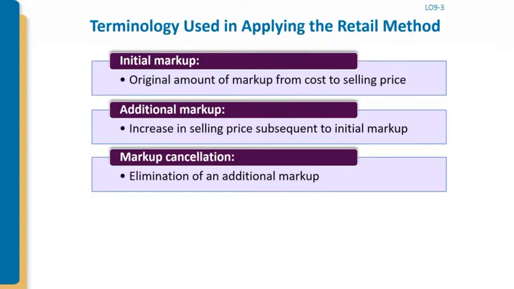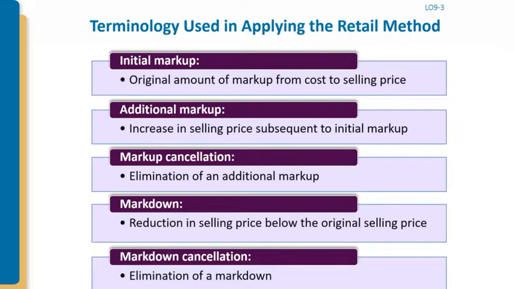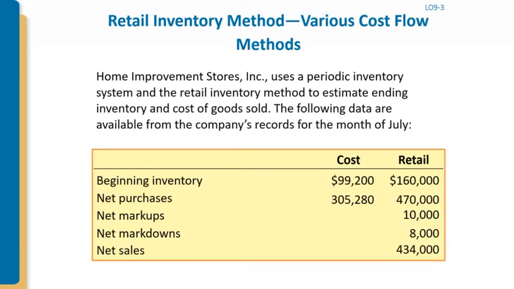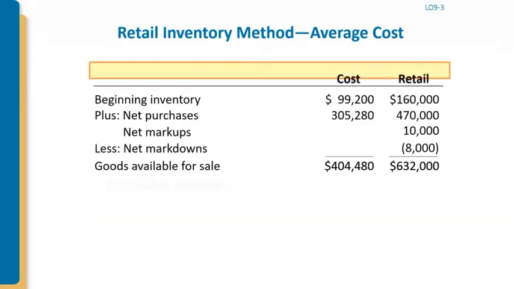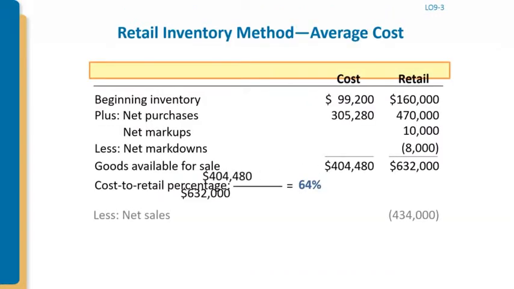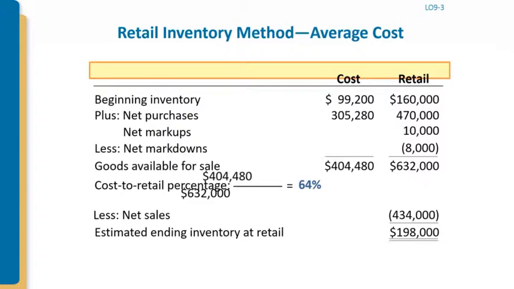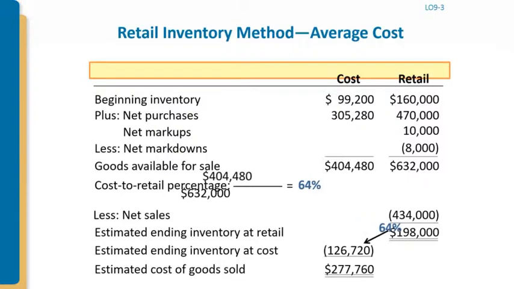And in case of markup, we have initial markup, additional markup, markup cancellation, markdown, and markdown cancellation. So we have this information. These are the information for another example we have. So let's see how we do that. You can pause it and watch it.